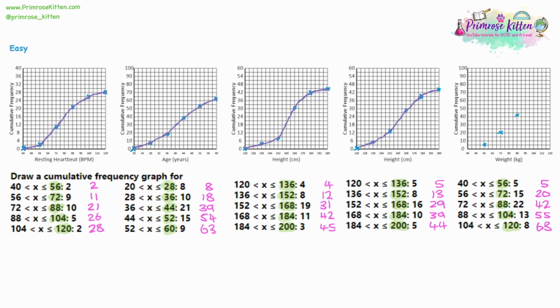At 104, we're plotting 55. And at 120, we're plotting 63. Remember again, the bottom corner, and then join them up. Start drawing a curve, evening out to a straight line, and then curving in the other direction.